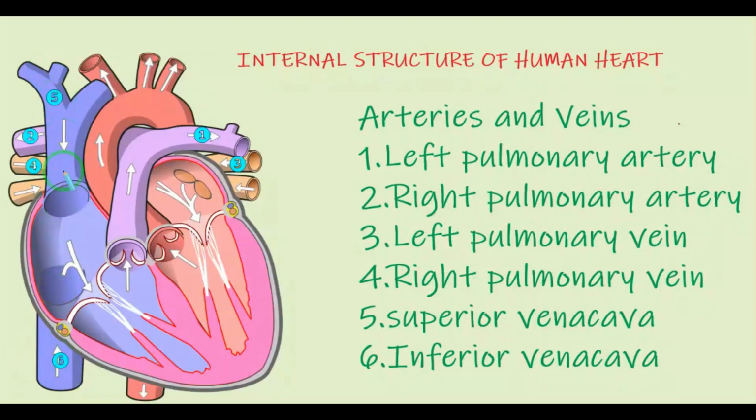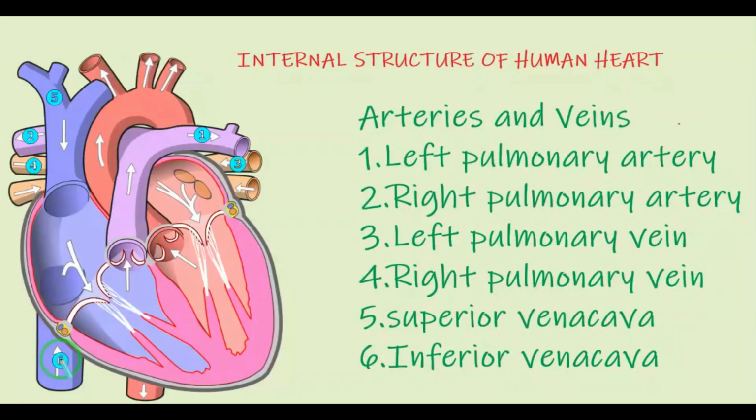These veins, superior and inferior vena cavas, these are the largest veins in our body. So which are the largest veins in our body? Superior vena cava and inferior vena cava. So totally 6 arteries and veins are present. Left pulmonary artery, right pulmonary artery. Then left pulmonary vein, right pulmonary vein, superior vena cava and inferior vena cava. I hope you got an idea about the structure of the heart.